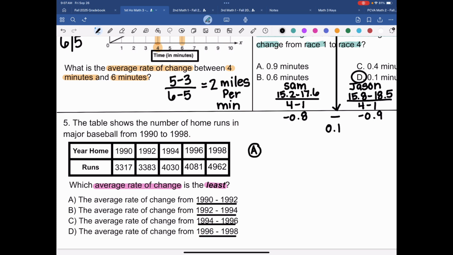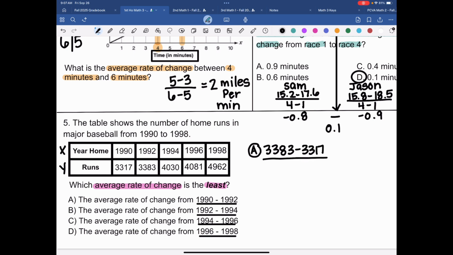So A is 1990. So we're going to focus on 1990 to 1992. Okay. So we're going to say, remember, this is my X and this is my Y. So we're going to do Y2. So 3,383 minus Y1.